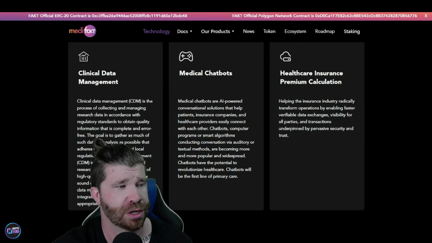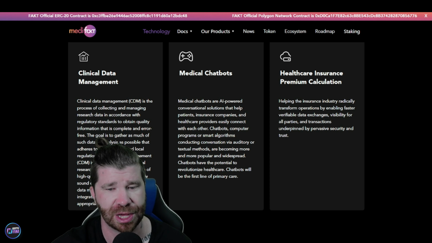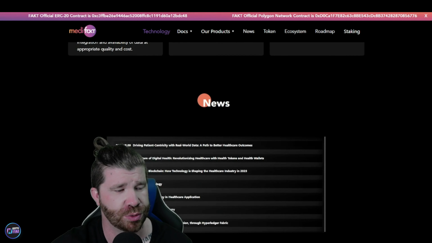Which is good. And you guys will even see we have clinical data management. We have medical chatbots. We even have healthcare insurance premium calculations. So all this is going to be provided for you, right? So these are definitely some more benefits whenever it comes to what they're looking to achieve.